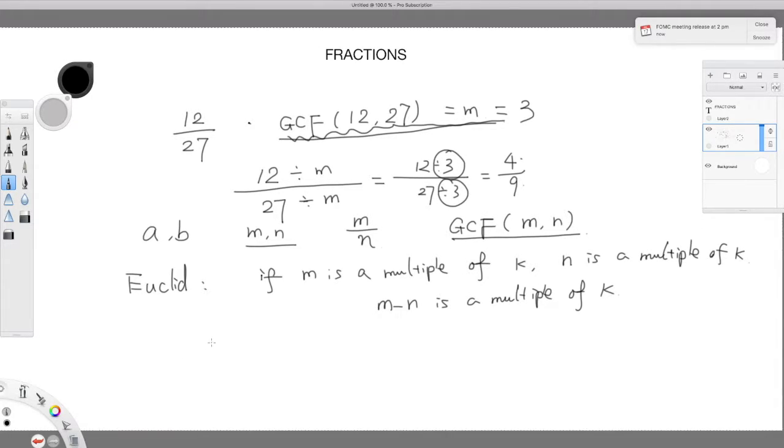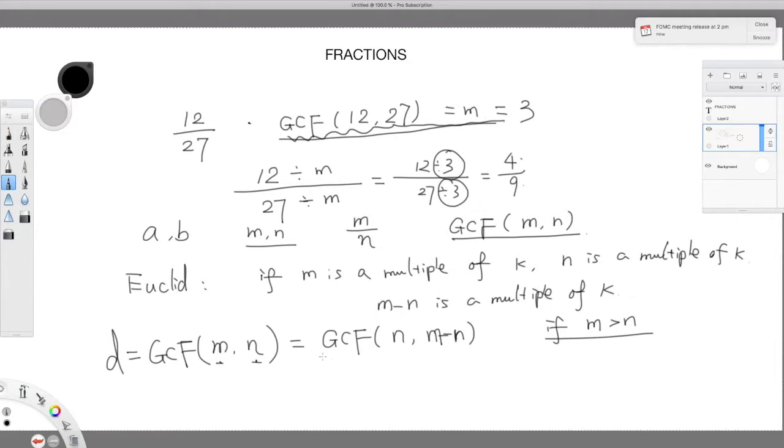All right. So now if we want to find the GCF of m and n, the GCF of m and n is going to be a divisor of both m and n by definition. So let's call this number d. If m is a multiple of d and n is a multiple of d, then m minus n, or n minus m, is also a multiple of d. So the GCF of m and n equals the GCF of n and m minus n. If m is bigger than n, then we're making this pair m and n smaller by using the smaller number n and the difference of m and n.